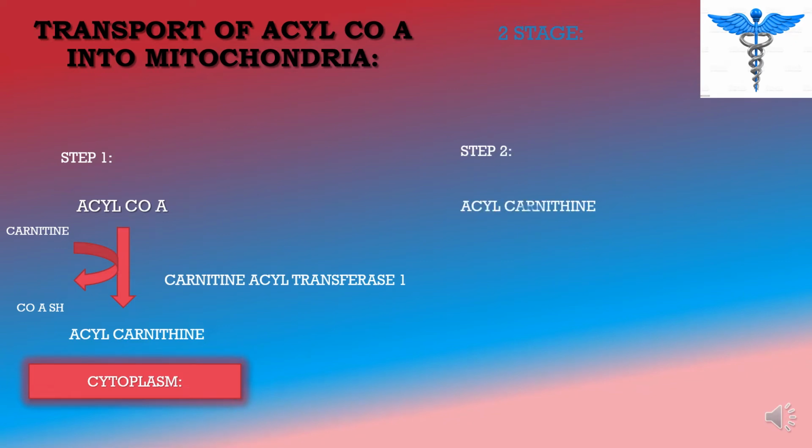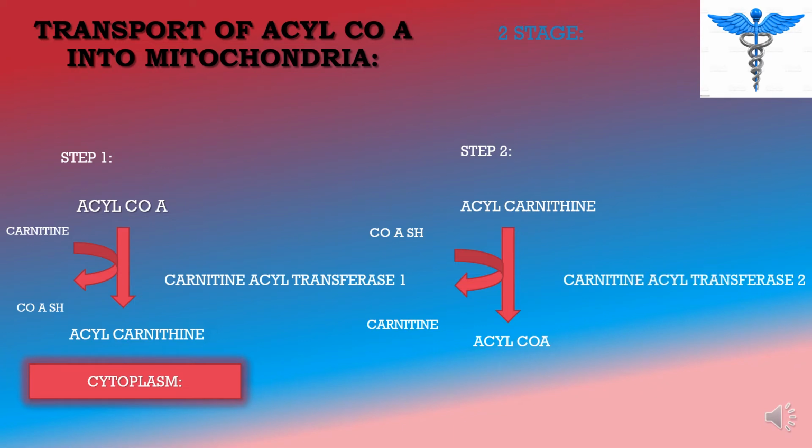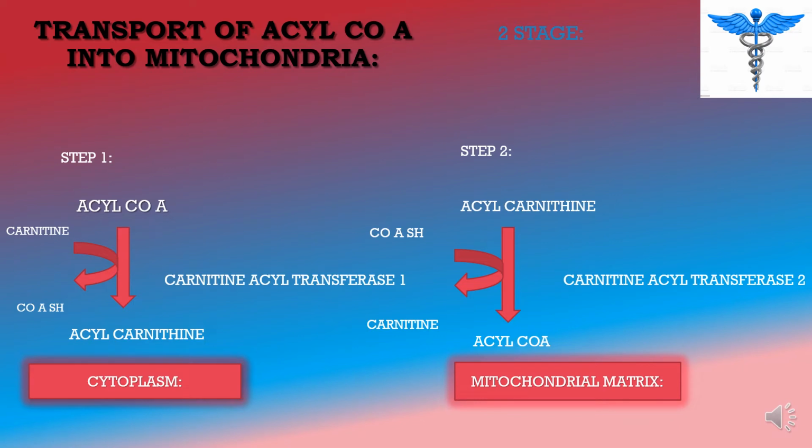In the second step, the acyl carnitine is converted into acyl coenzyme A by the addition of coenzyme A thiol group and removal of carnitine. This second step is performed by an enzyme called carnitine acyl transferase 2. As I discussed earlier, this second step occurs in the mitochondria. Now then in the third step, we will perform beta oxidation on this activated acyl coenzyme A.